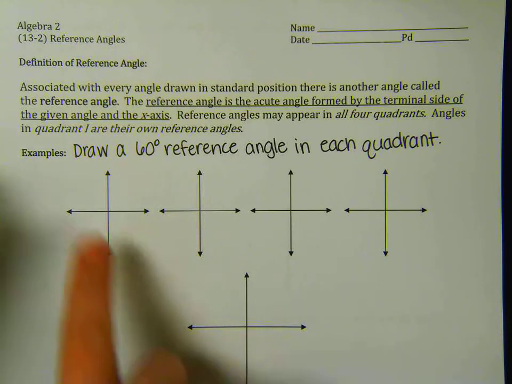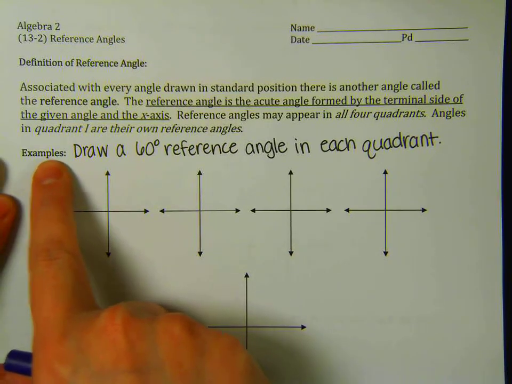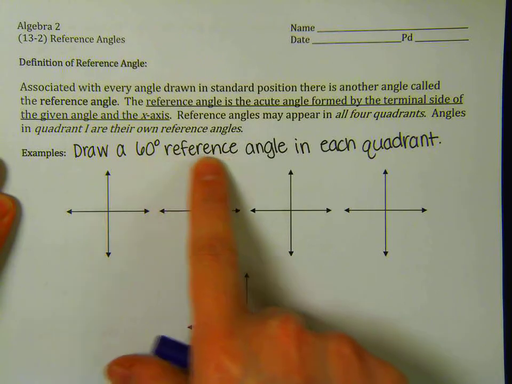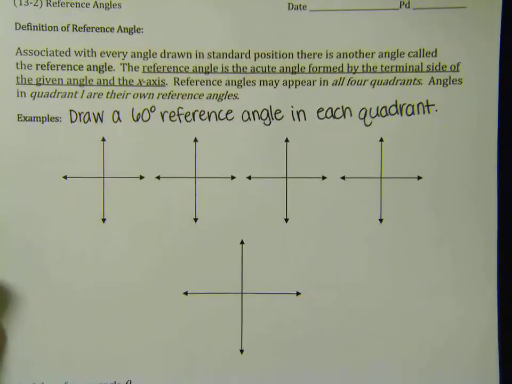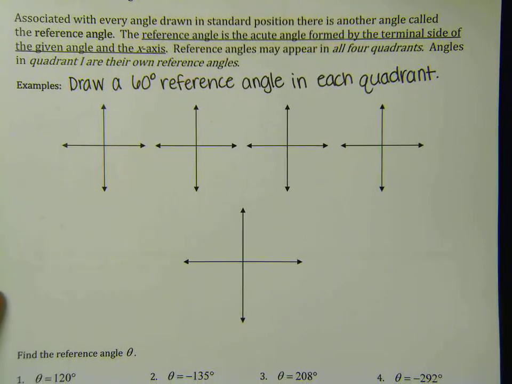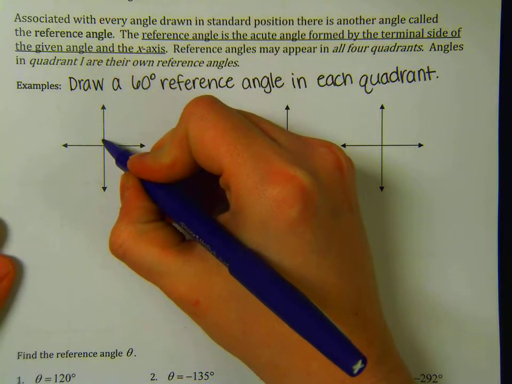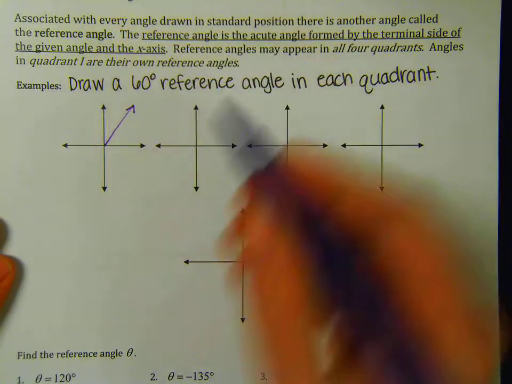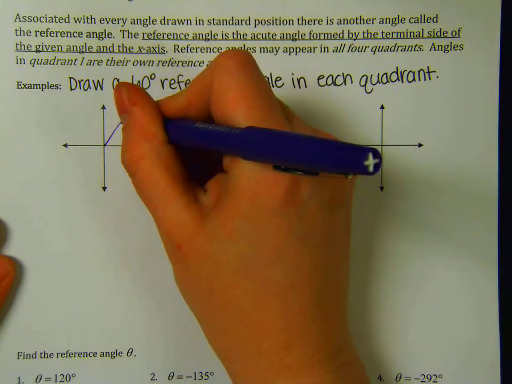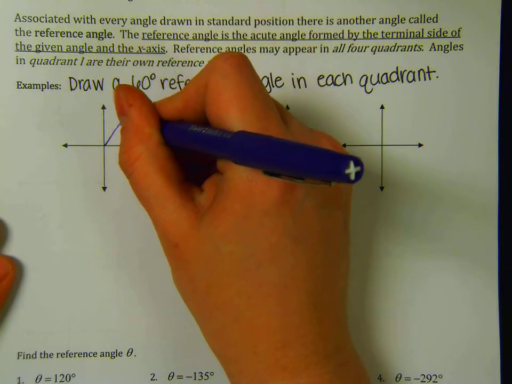In the first section, our example is: draw a 60-degree reference angle in each quadrant, which may or may not be on your paper, so make sure that it's listed there so that you have a copy. We're going to start off by literally drawing a 60-degree angle. In the first quadrant, as a review, right here is a 60-degree angle.